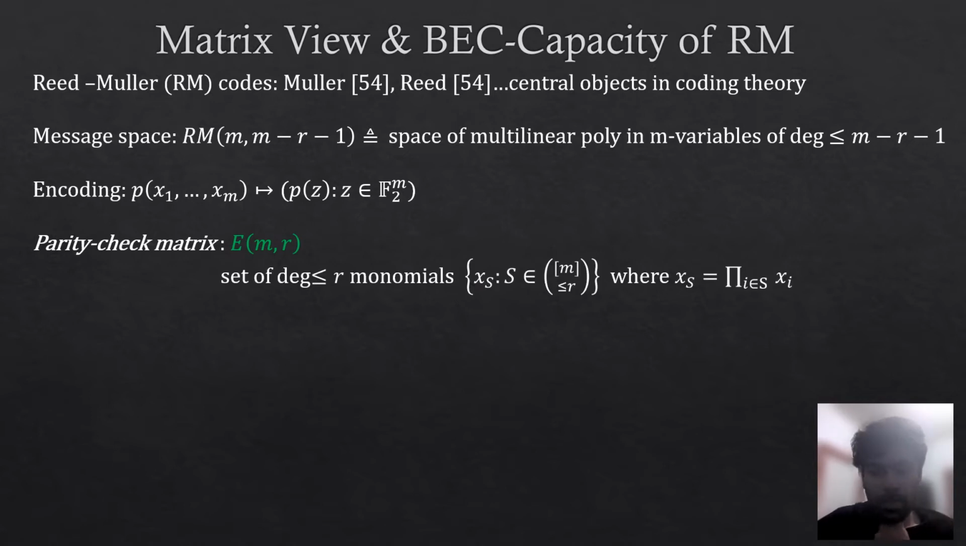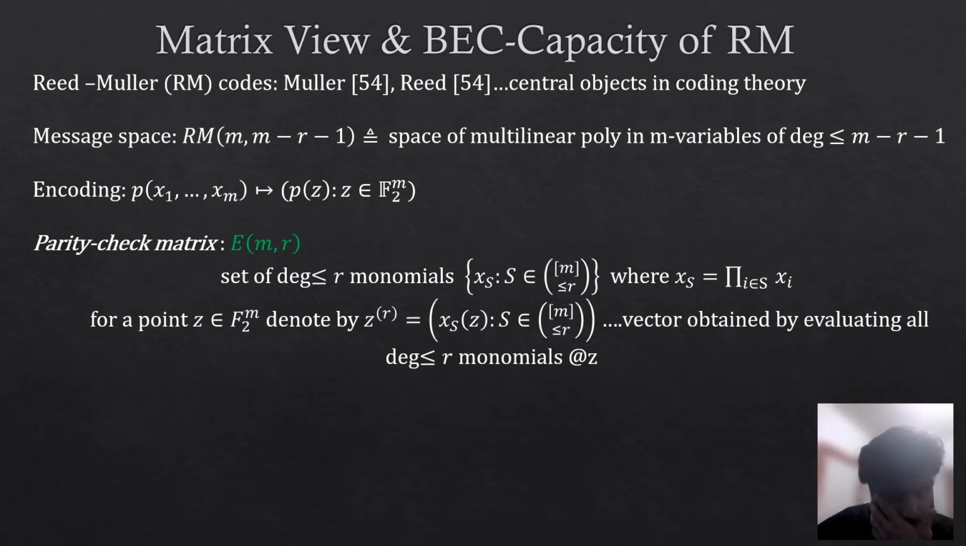For introducing the parity check matrix, I just wanted to introduce some notation. So we denote the set of all degree at most r monomials, which are going to be sort of like the basis vectors of the dual space of Reed-Muller m minus r minus 1, by this set x sub s for all s of size r, which are subsets of the m coordinates. And the x sub s monomial is the most natural interpretation. You just take the product of all coordinates in s, and that's the monomial.